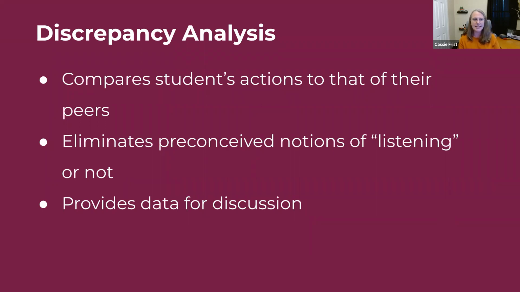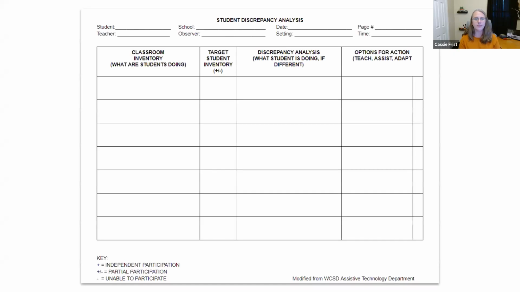It's not as graphable as some of the other ones we're going to talk about, but it still is concrete data. So here's an example of a form, modified from the WCSD Assistive Technology Department. This is the discrepancy analysis sheet that I will typically use when I go into a classroom. However, you can simply do this with a sheet of lined paper. The important part is the 4 columns.